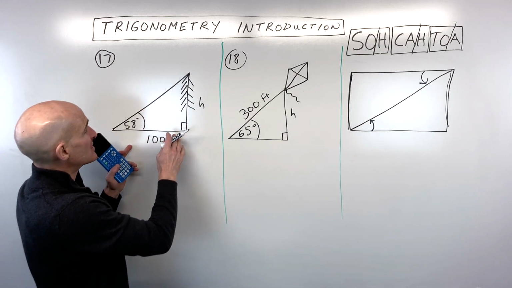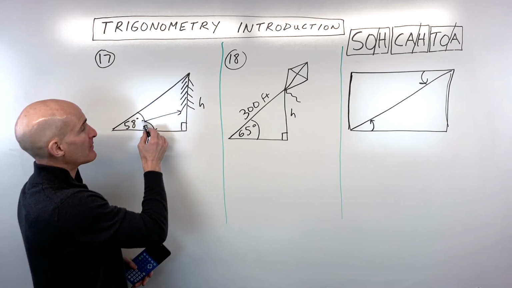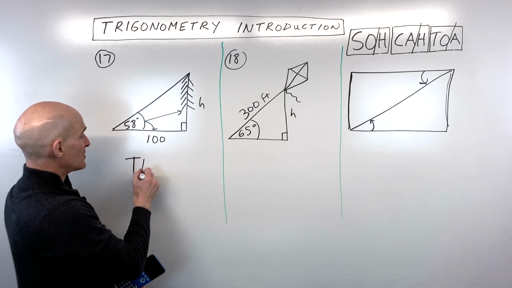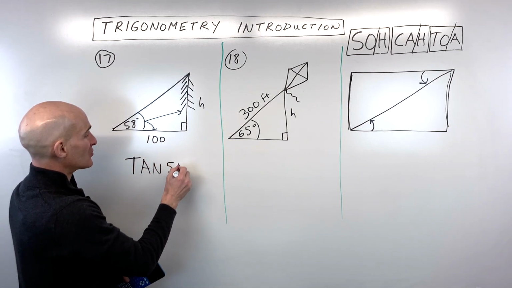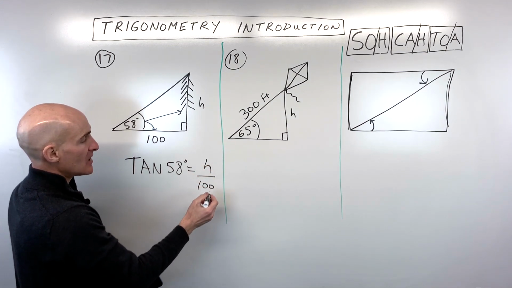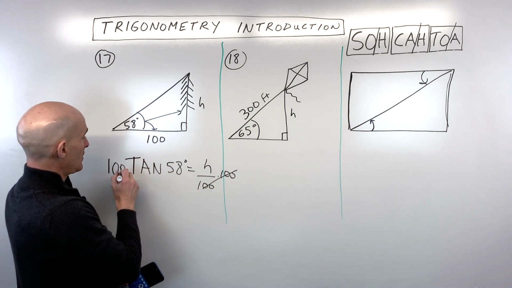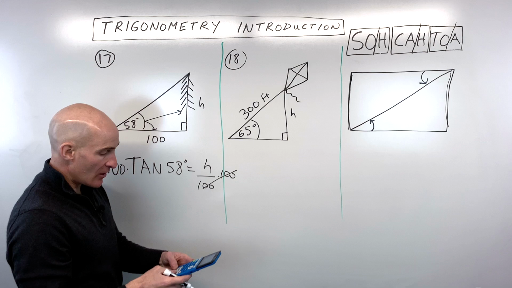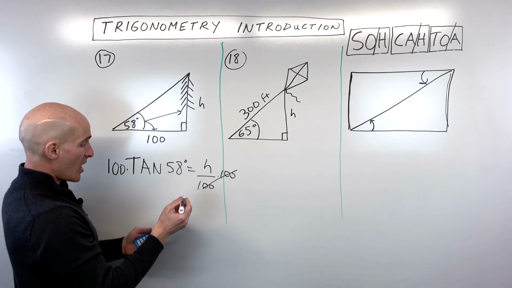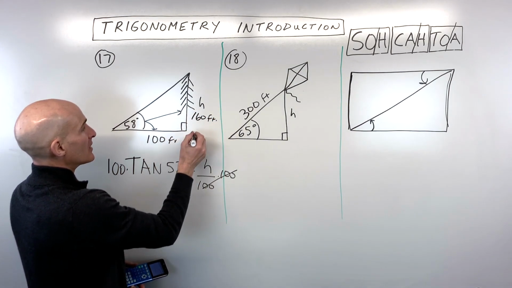So you're on the ground. You say, what trig function ties together this angle, this side, and this side? Well, it looks like we have opposite and adjacent. That's our TOA, which means the tangent of 58 degrees is equal to the opposite side over the adjacent side. If we multiply both sides by 100, that's going to give us the height by itself. So let's do that on the calculator. 100 times the tangent of 58 comes out to about 160. So that means this tree is about 160 feet tall.